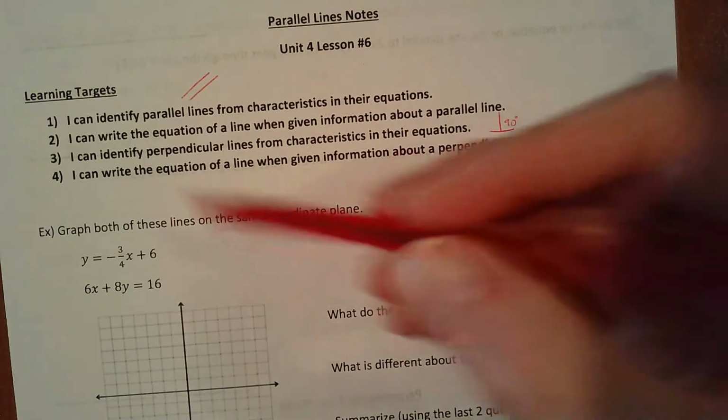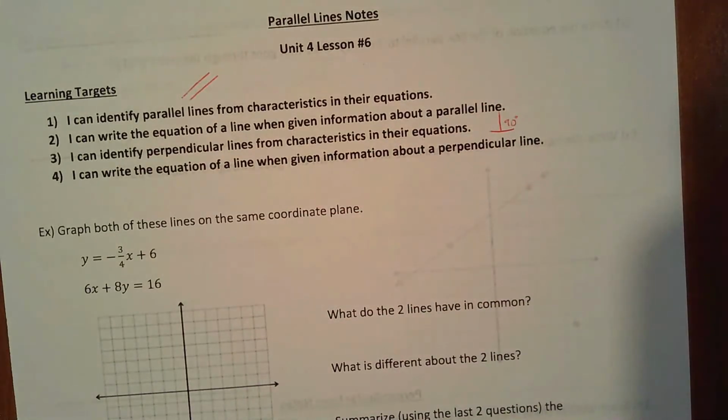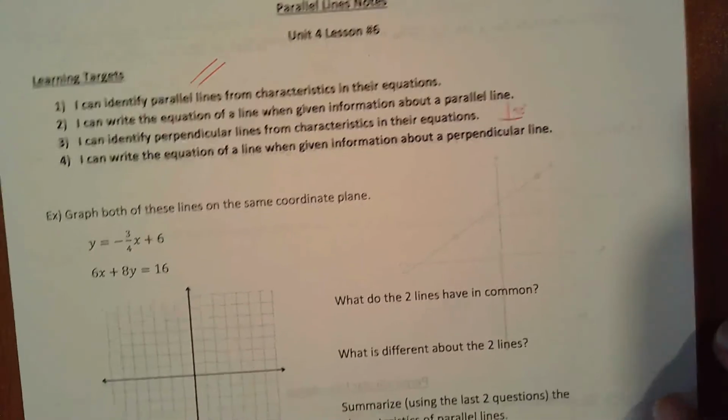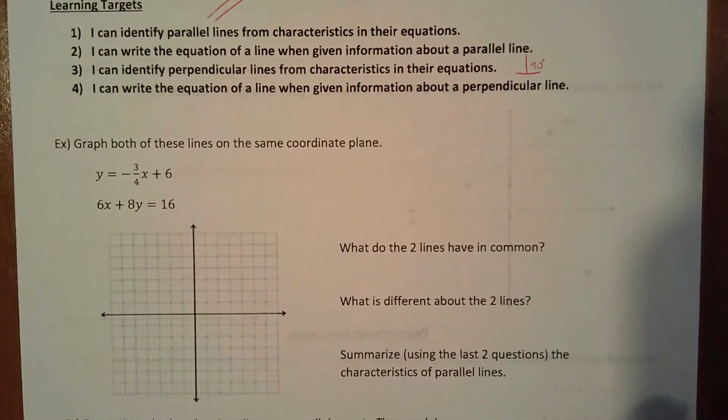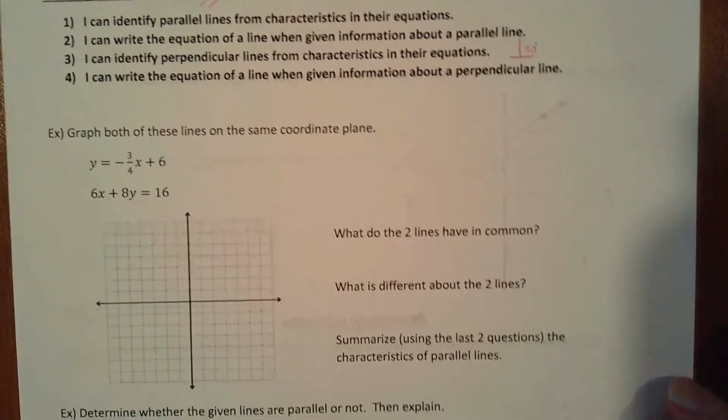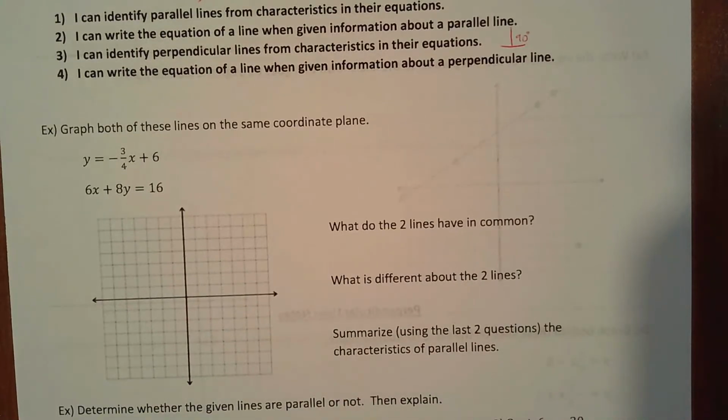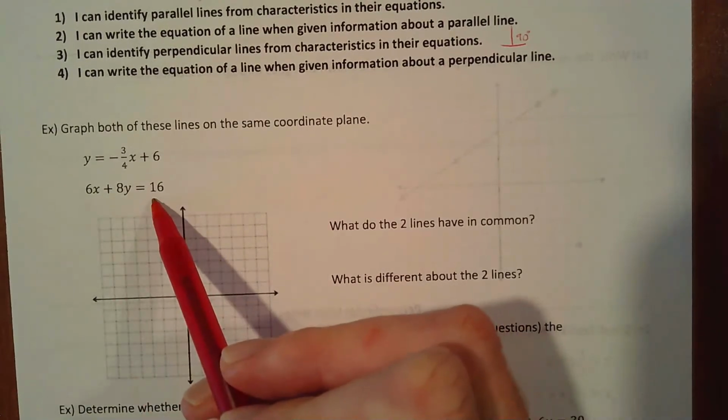Okay, and then the fourth one here, I can write the equation of a line given information about a perpendicular line. So we're going to do everything parallel, perpendicular. Kind of the cool thing is just two things you've got to memorize with these. Parallel lines have one characteristic and perpendicular have a different characteristic. So in the example here, we're supposed to graph both of the lines on the same coordinate plane. Now, we skipped standard form graphing, and this is in standard form.